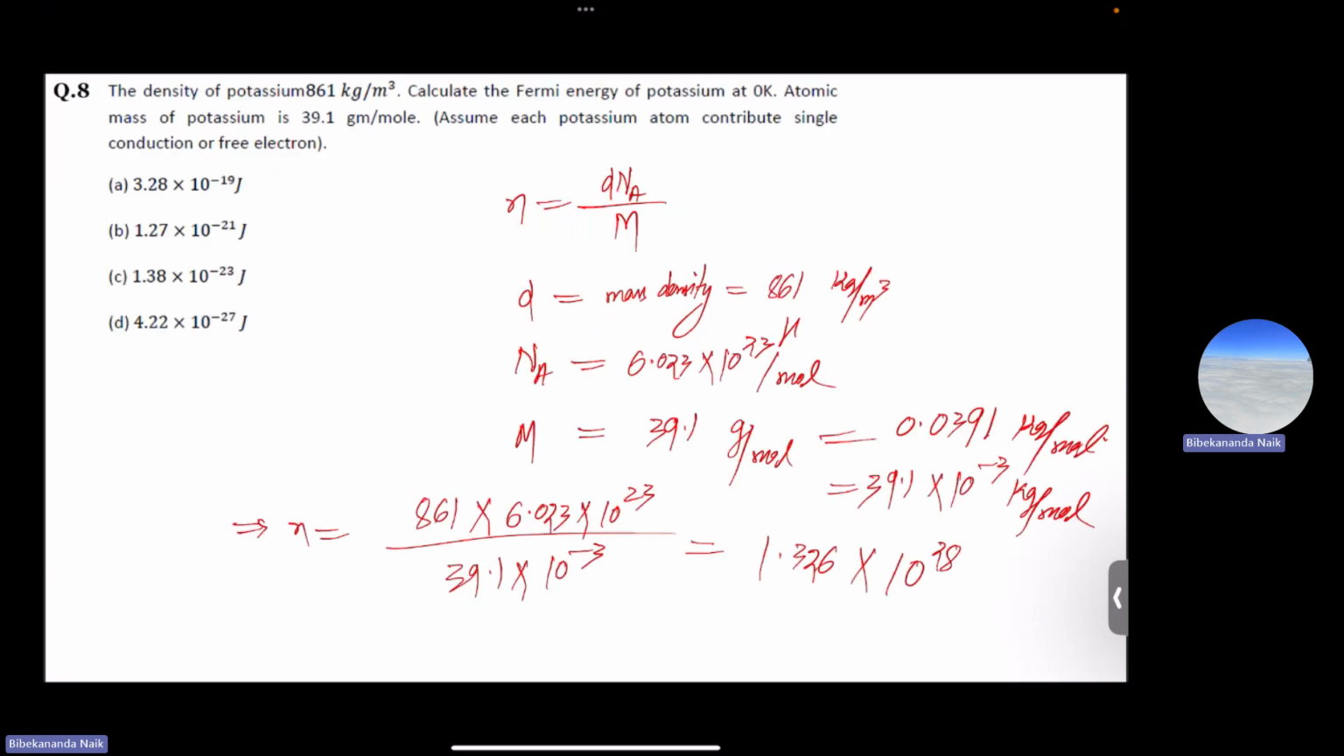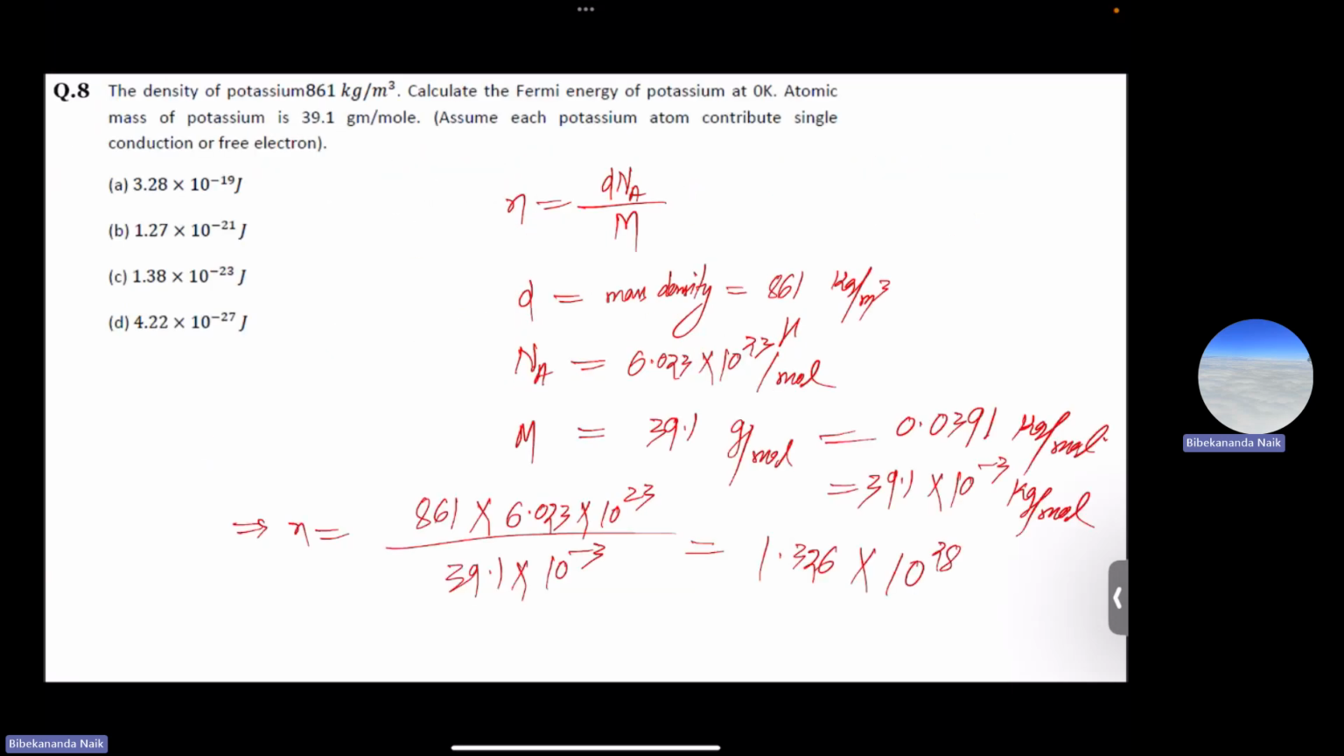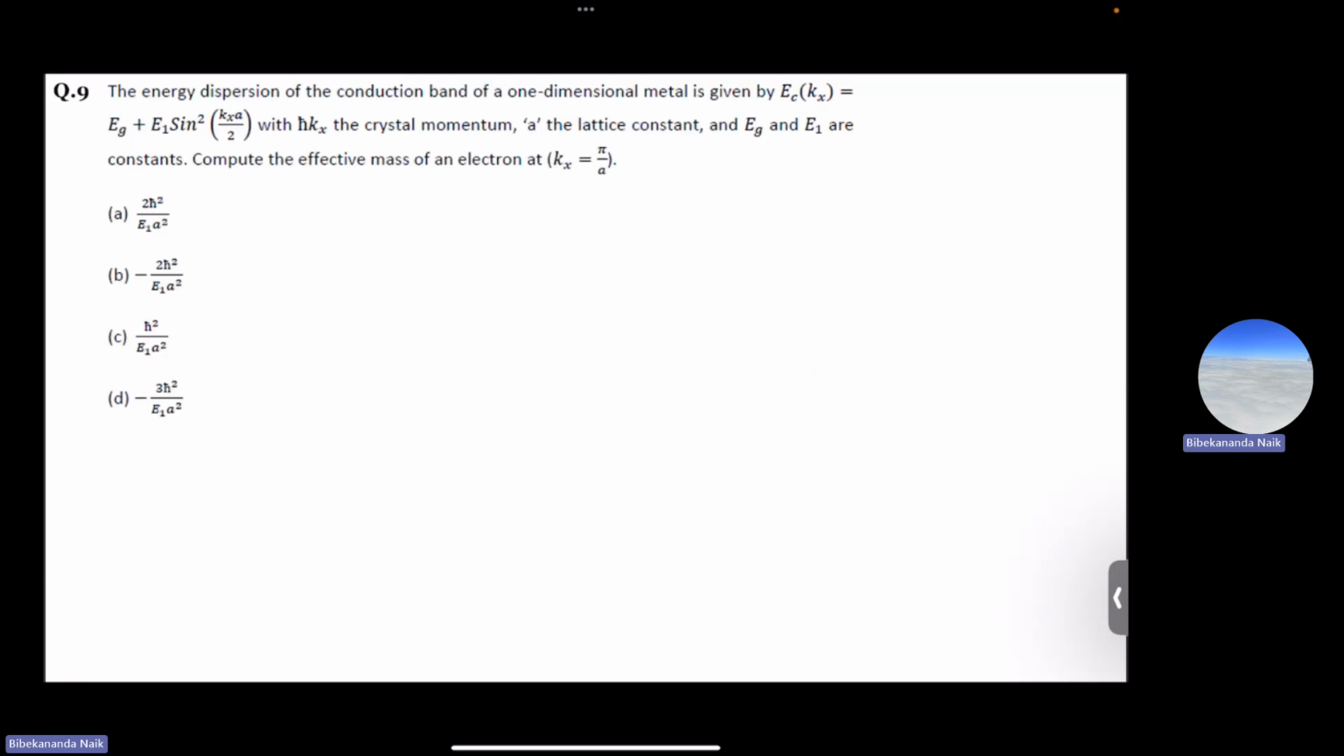So this is the answer. Correct option is 3.28 into 10 to the power minus 19 joule, that is option A. We first calculated the number density of electrons from mass density and atomic mass. Then we calculated the Fermi energy using the formula. Similarly, we will move to the next question, that is question number 9.